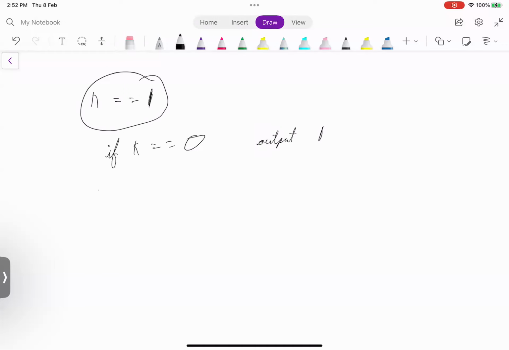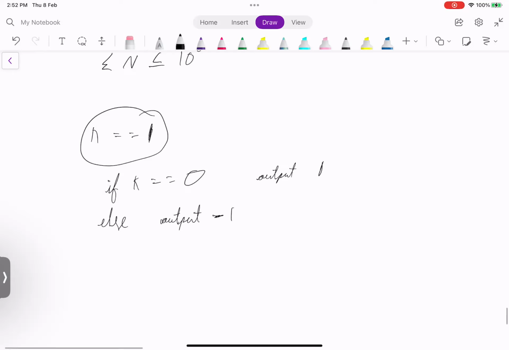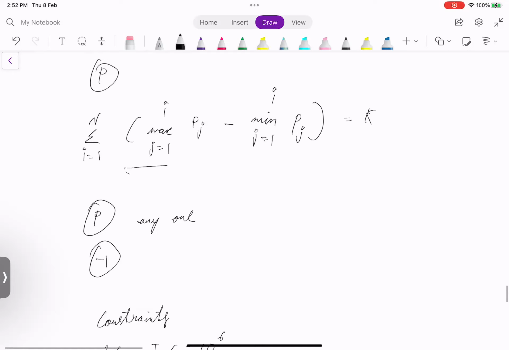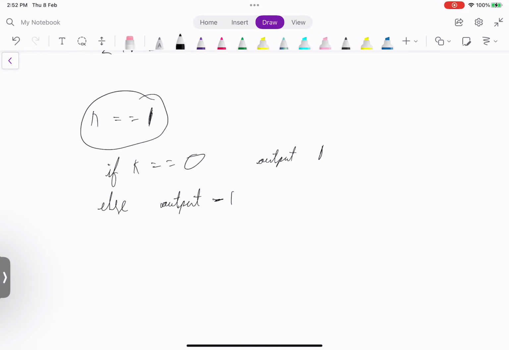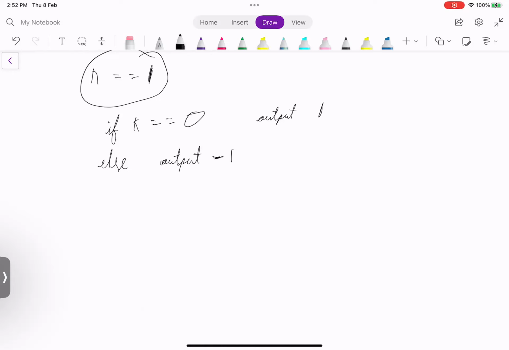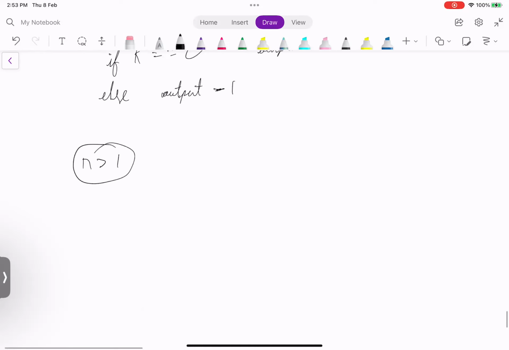Otherwise, no matter which K we have, the output will be -1, for sure, because it's impossible to make an array or a permutation whose summation of the following equality gives exactly K. So now we know N equal to 1 is handled. Now let's formulate something for all N greater than 1. Firstly, let's make some observations and then formulate it.